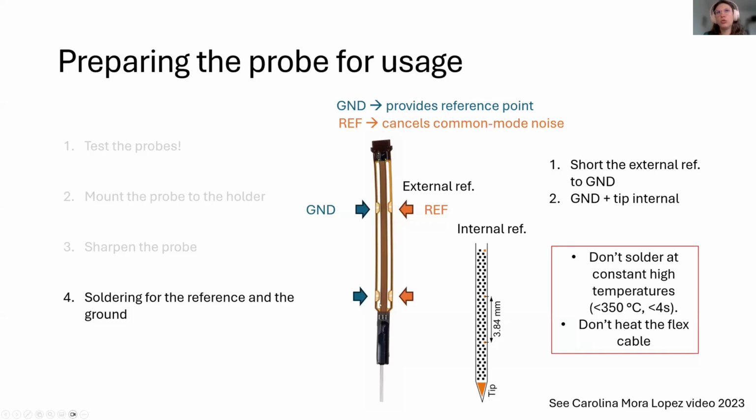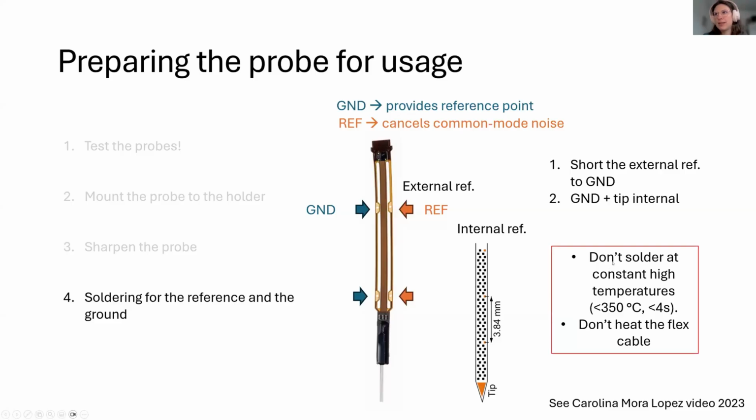So the ground, there are two ground positions on the left side of the probe, and there are several reference electrodes that you can connect either externally on the right side of the probe, or you can use internal references as well. The most common way of doing it is that you short the ground and the reference electrode externally, or you use an external ground and you use the tip as the internal referencing.